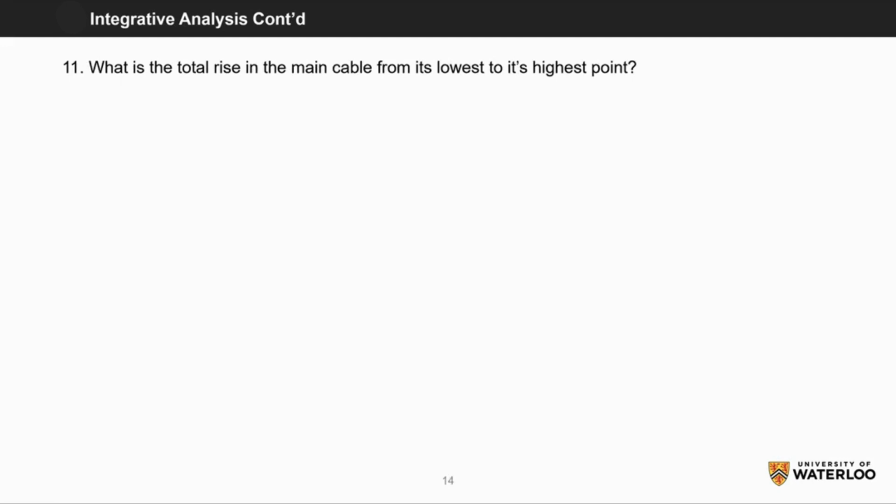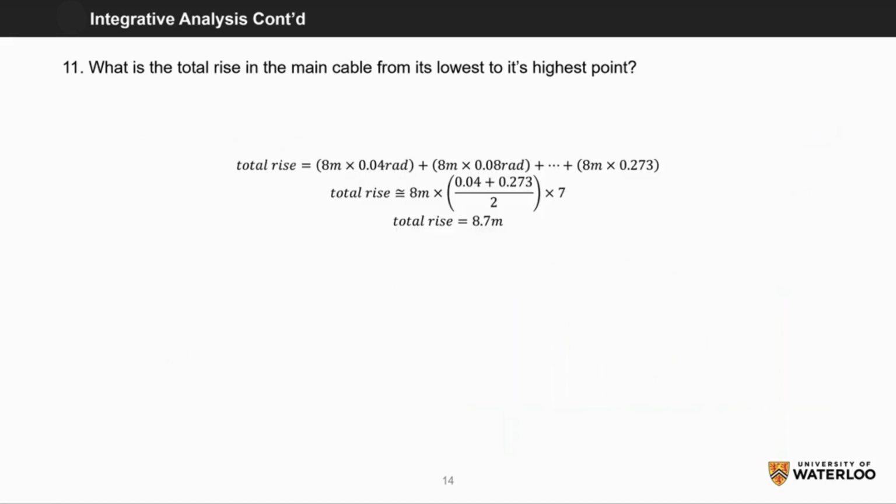What is the total rise in the main cable from its lowest to its highest point? The total rise is calculated to be 8.7 meters.